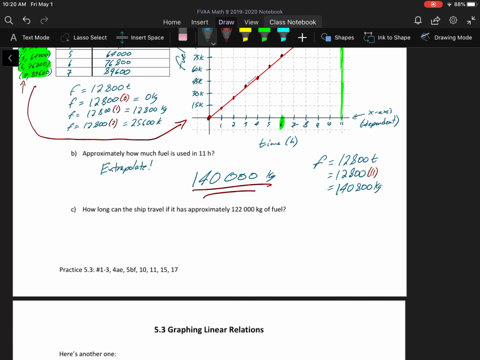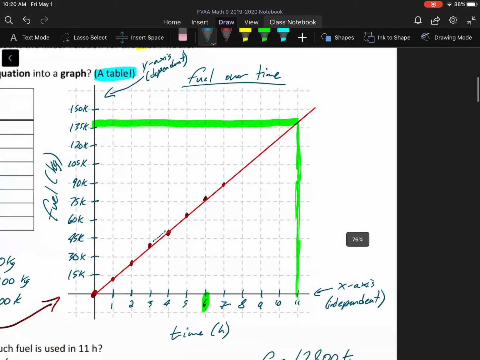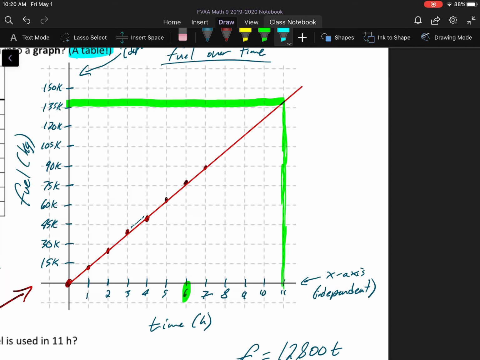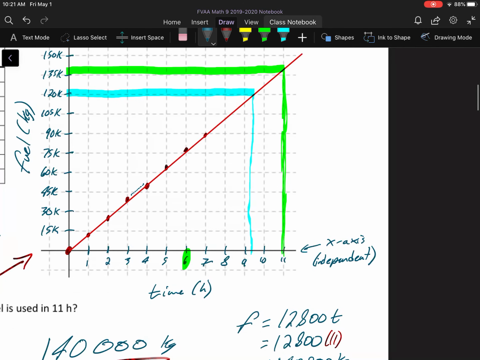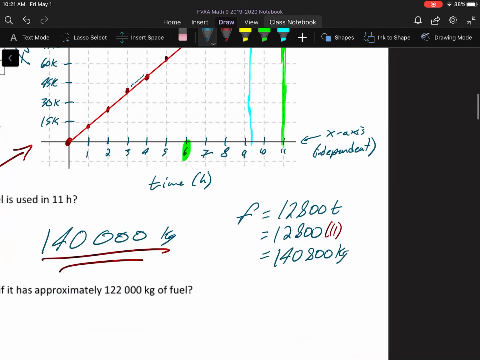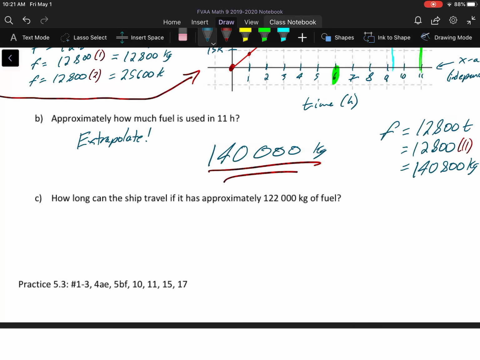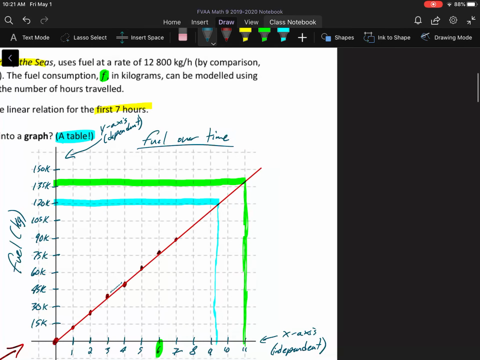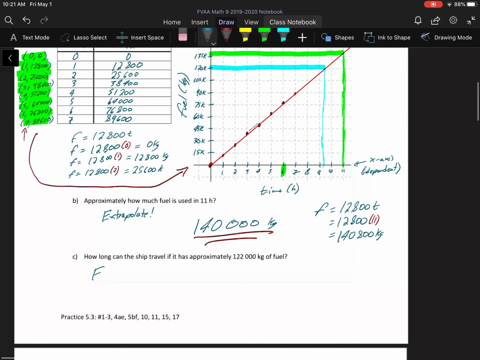Again here, how long can the ship travel if it has approximately 122,000 kilograms of fuel? So this time I'm going to go from 122,000 kilograms, which is just above the 120, and then come down. It's between 9 and 10 hours. I'm going to say about 9.4. It's a little bit under 9.5. Actually, that's pretty much 9.5. I've got to say 9.5 hours. Okay, so my approximation. And here we're still extrapolating, right? It's still beyond the last point. So we're still extrapolating, and I'm going to say about 9.5 hours.